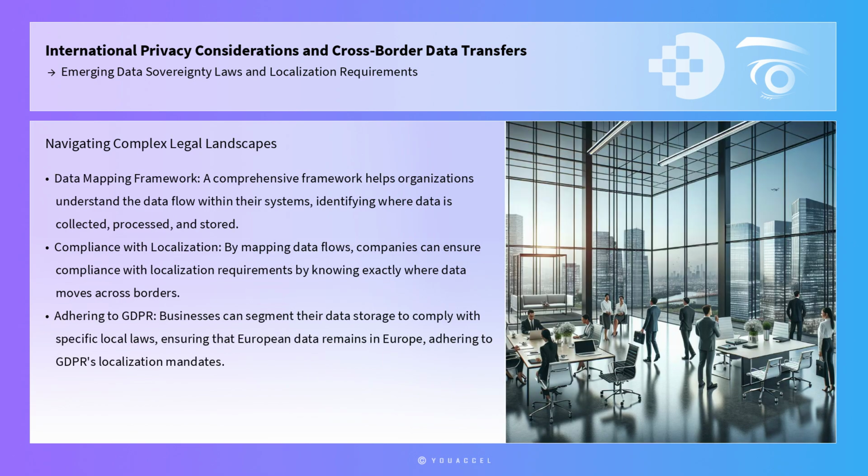Organizations must adopt actionable strategies to navigate these complex legal landscapes. One practical tool is the implementation of a comprehensive data mapping framework. This framework helps organizations understand the data flow within their systems, identifying where data is collected, processed, and stored. By mapping data flows, companies can ensure compliance with localization requirements by knowing exactly where data moves across borders. For instance, businesses operating in multiple countries can segment their data storage to comply with specific local laws, ensuring that European data remains in Europe, thus adhering to GDPR's localization mandates.